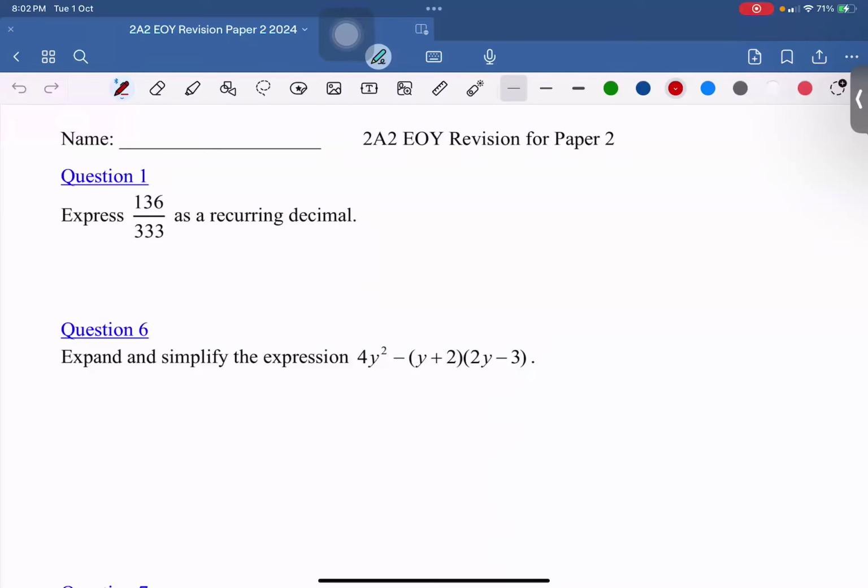So this type of question, first question over here, 136 divided by 333. Okay, actually we done this question before already. The number over here gives you a recurring decimal number 0.408408. So you notice that when you have a recurring decimal, you only put 2 dots. One on top of the number that starts repeating, one on top of the number that stops repeating.